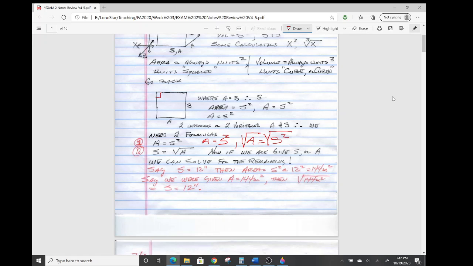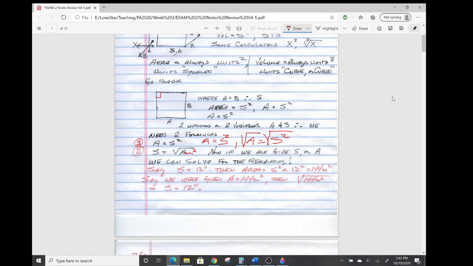Now the area is going to be in units squared, right? So when you take the square root of the area in units squared, you end up getting the side, okay? Now if we are given a side or we're given the area, we can solve for the remaining. Say S is 12 inches, then the area is S squared, or 12 squared, which is 144 inches squared.